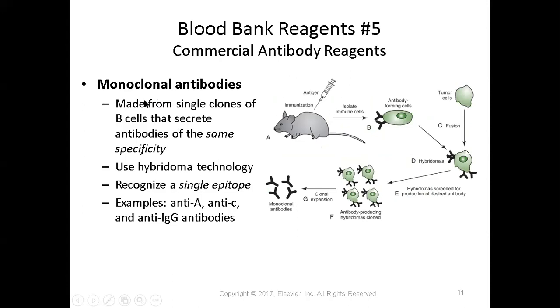Monoclonal antibodies, on the other hand, are made from a single clone of B cells that secrete antibodies of the same specificity. And this is a picture from our book where they basically show how they get these hybridomas that are producing the antibodies, and they're monoclonal antibodies. So monoclonal antibodies are going to recognize one single epitope. Okay, and an example would be anti-A or anti-little c or anti-IgG antibodies. So they're just recognizing that one thing. And so whenever you see abbreviated anti with a dash, this means antibody.